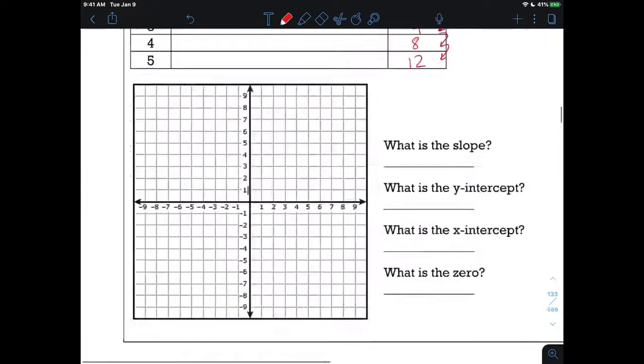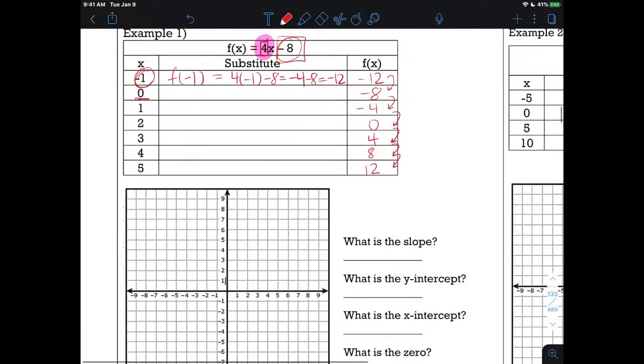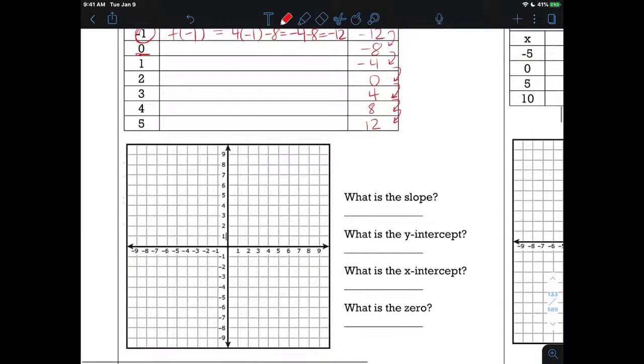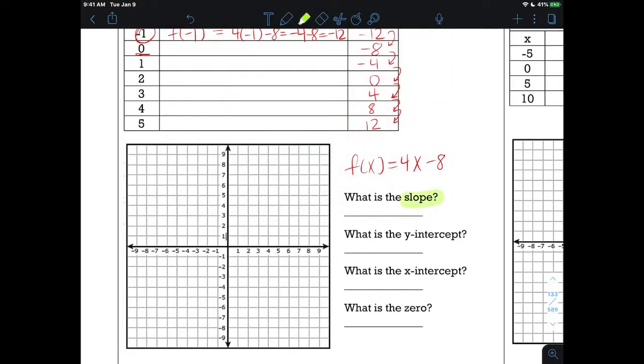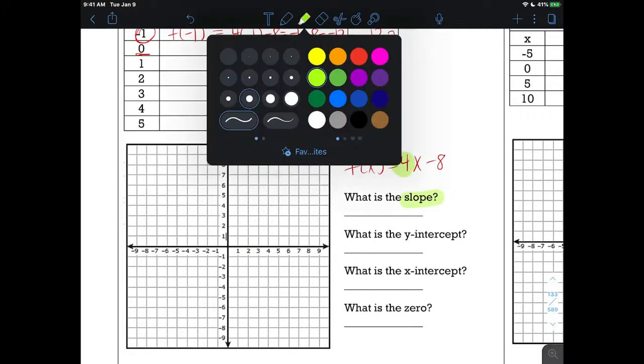So I could go ahead and plot them out on the graph and all this other fancy stuff, and it would take me forever to plot all these points. Okay, I'm already tired just thinking about it. So instead, I'm going to show you the easy way. So my equation was f of x equals 4x minus 8. Okay, first thing, let's identify the pieces. What is the slope? So slope, that's that guy.